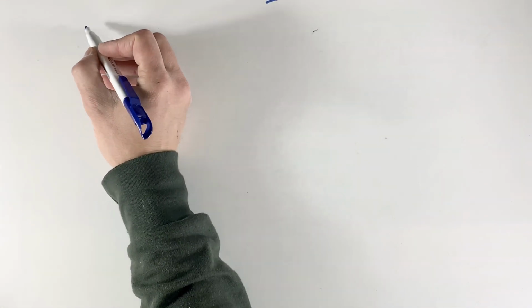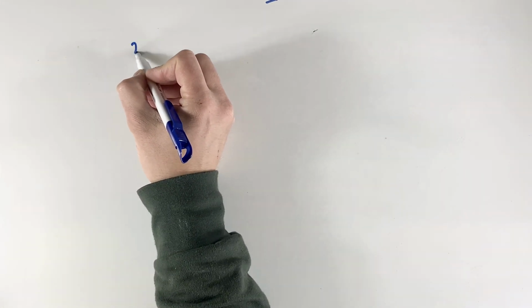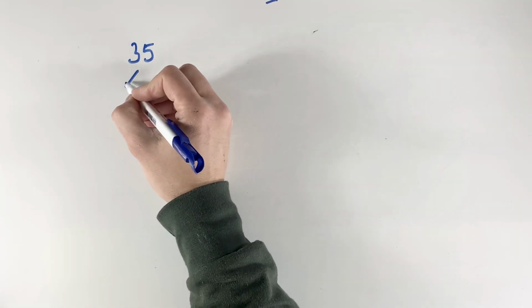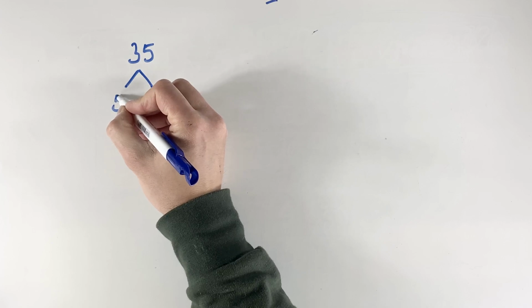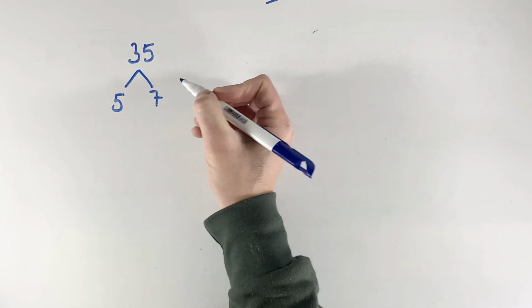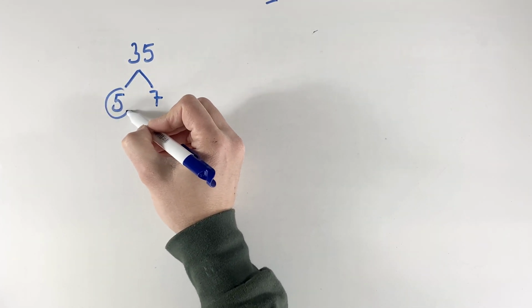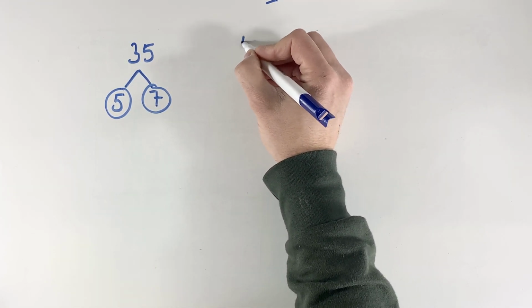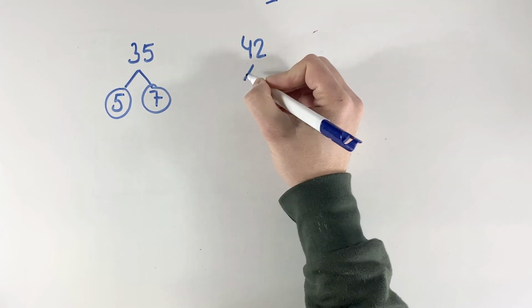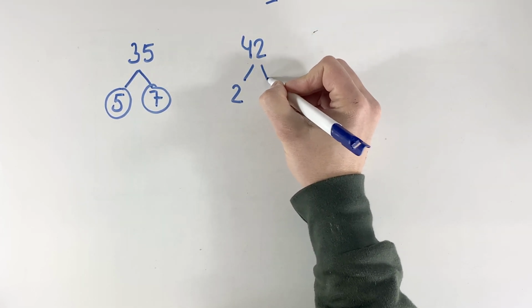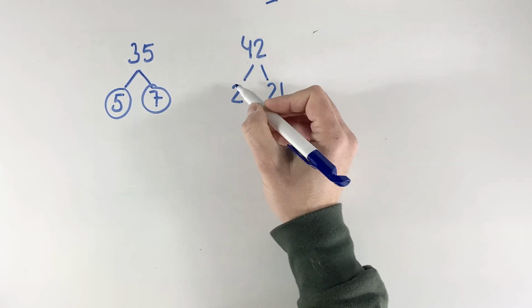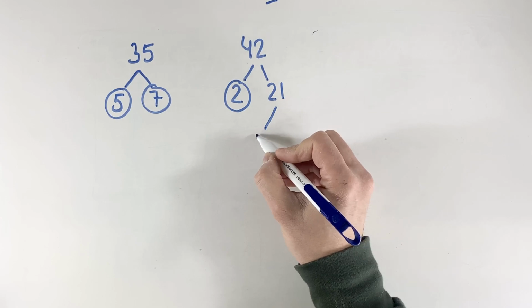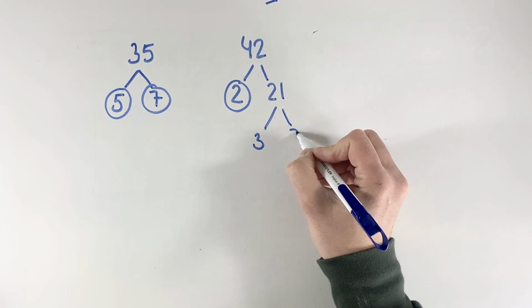So the first number is 35. Here we're going to be using the tree method, so we can factor this into 5 and 7. And that's it. 5 is a prime factor, 7 is a prime factor. The second number here was 42. We can factor this into 2 and 21. 2 is a prime factor. 21 can be factored further into 3 and 7.